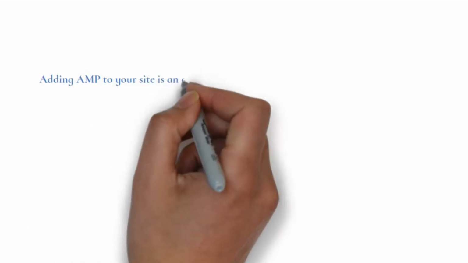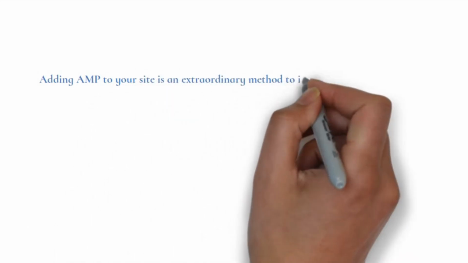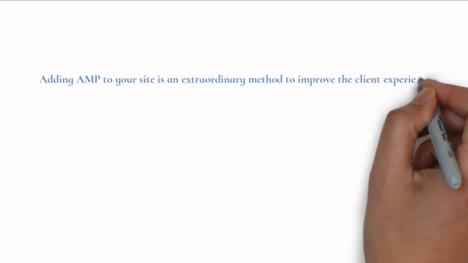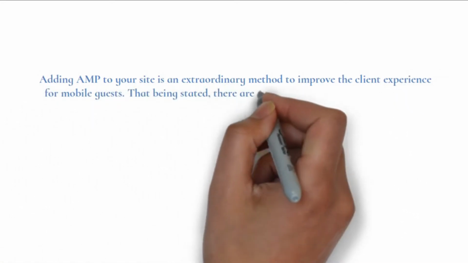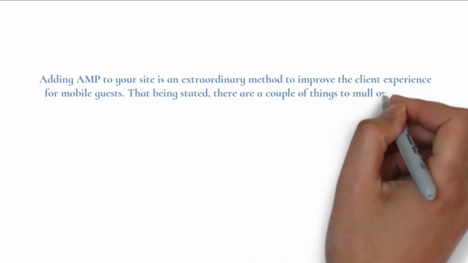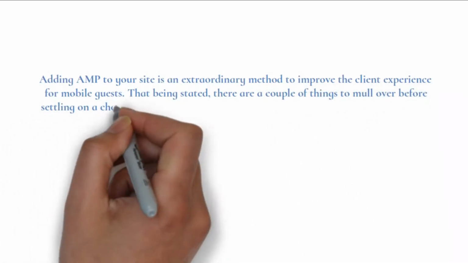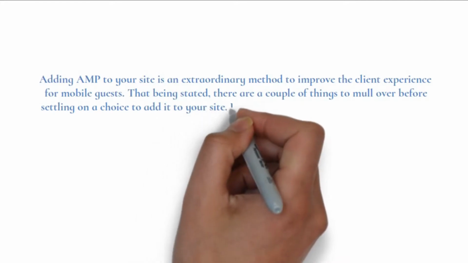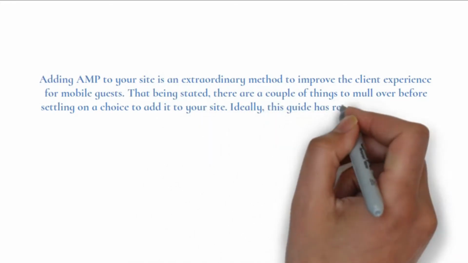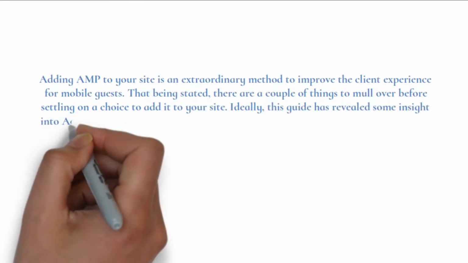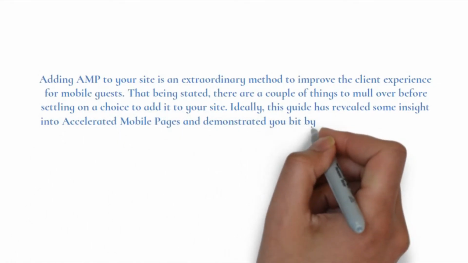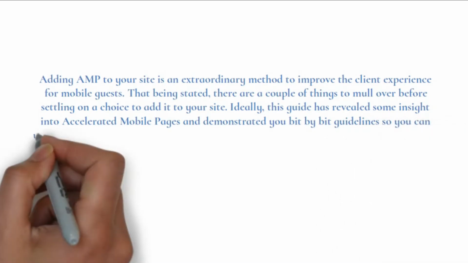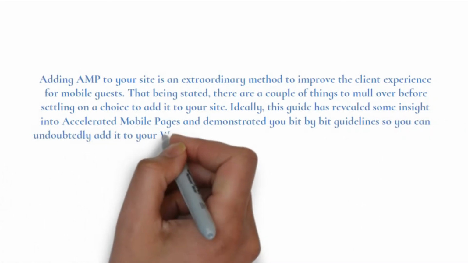In this video, we will talk about AMP, formerly known as Accelerated Mobile Pages. Adding AMP to your site is an extraordinary method to improve client experience for mobile guests. That being stated, there are a couple of things to mull over prior to settling on a choice to add it to your site. Ideally, this guide has revealed some insight into accelerated mobile pages and demonstrated you bit-by-bit guideline so you can undoubtedly add it to your WordPress website.